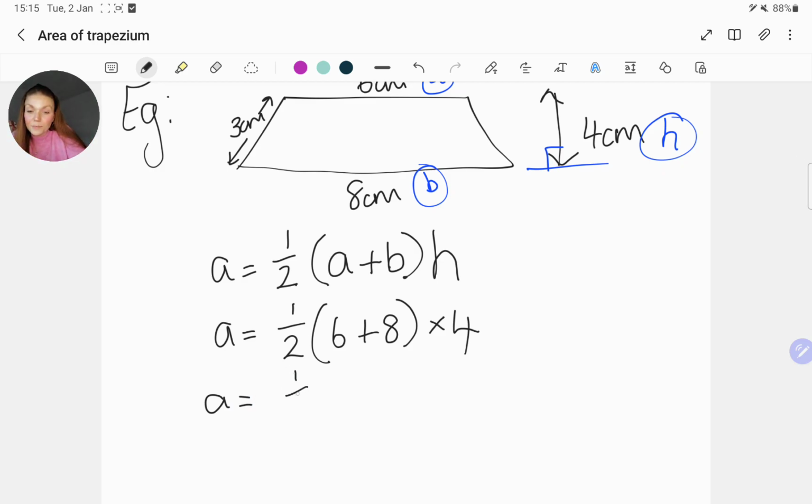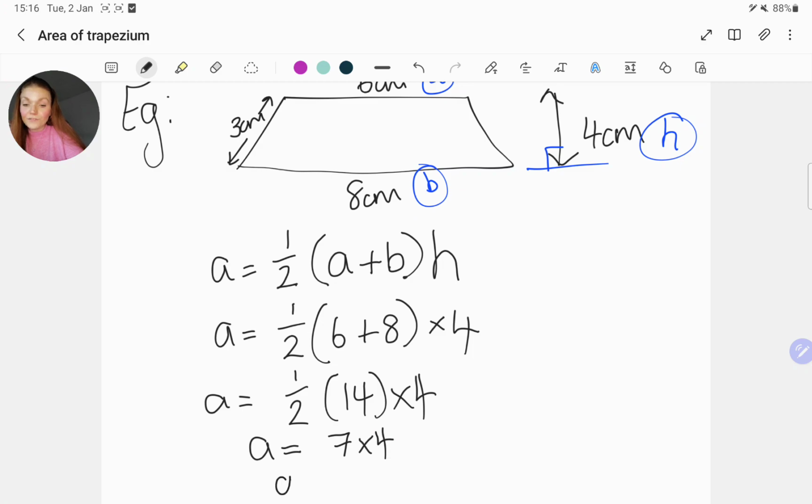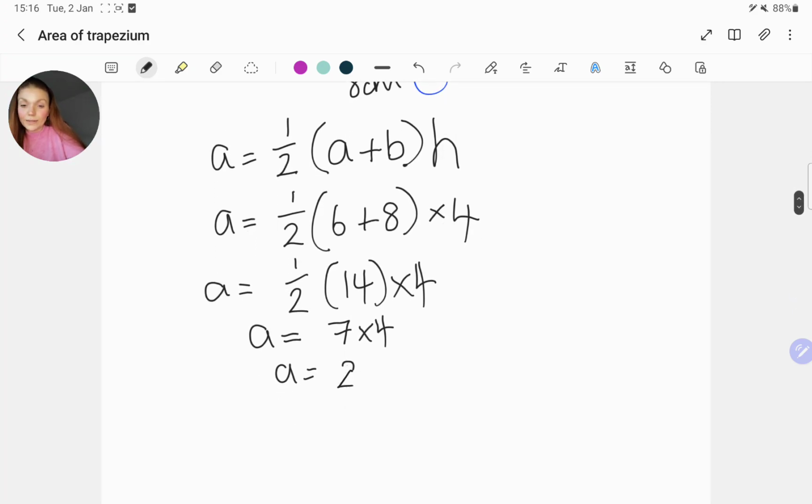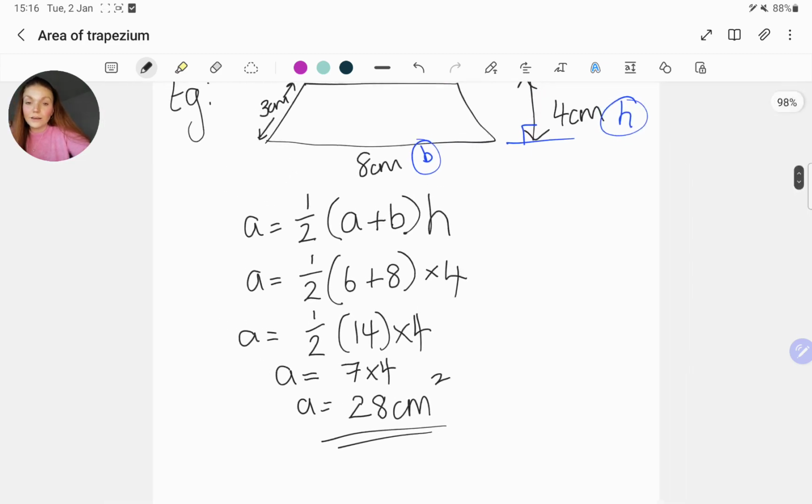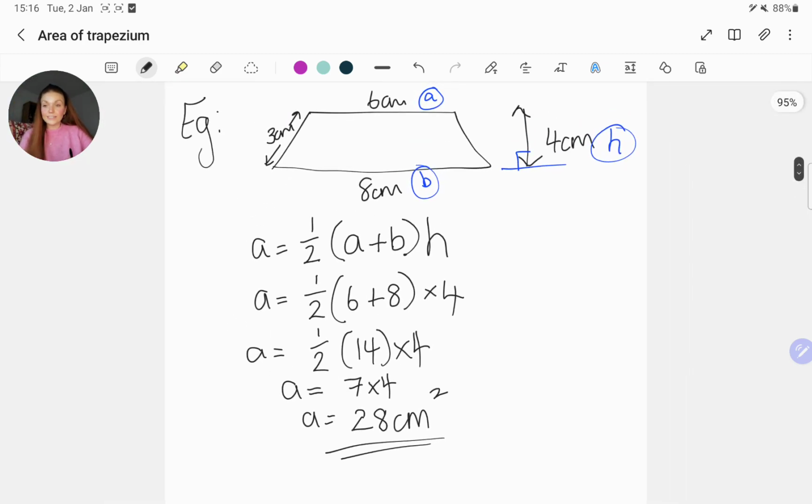I work out the bracket bit first, so it's almost like applying your BIDMAS or BODMAS, whichever one you learned. 6 and 8 is 14. So a half of 14 times 4. Area equals a half of 14, which is 7, times 4, and 4 sevens are 28, and it's centimeters squared.